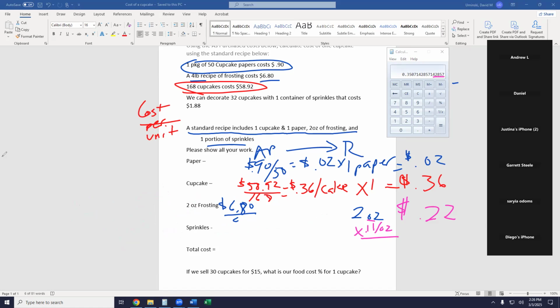All right, so our sprinkles, we can decorate 32 cupcakes with 1 container of sprinkles that cost $1.88. So my cost is $1.88 divided by the 32 cupcakes that I can decorate with that. $1.88 divided by 32 is 0.058. So that means I'm going to round up to 0.06, and I need 1 serving, my recipe amount is 1 serving.